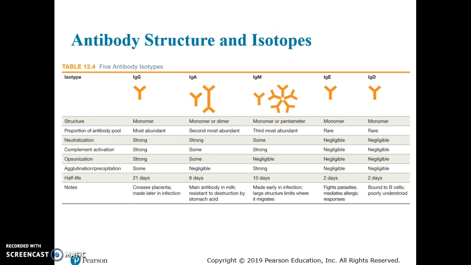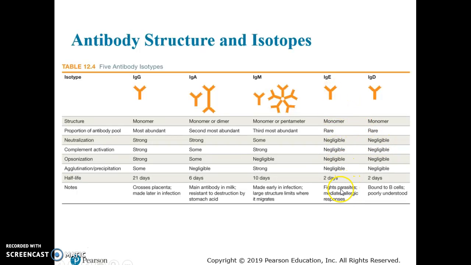All right, now there's different forms, isotypes. There's a typo there. Not isotope, isotype. 5 major antibody isotypes. There is IgG, IgA, IgM, IgE, and IgD. What we're going to focus on is these notes section. IgG is the most abundant antibody in the serum, followed by IgA. IgA is found in mucous membranes also, and then IgM is the third most abundant. You don't see IgE a lot, IgD even less. There's actually not a whole lot known about IgD.